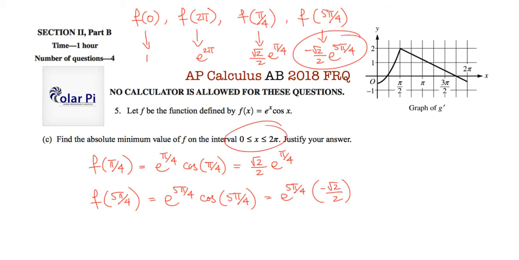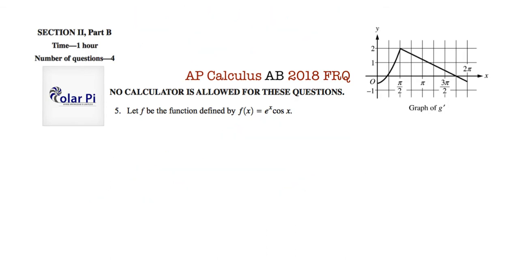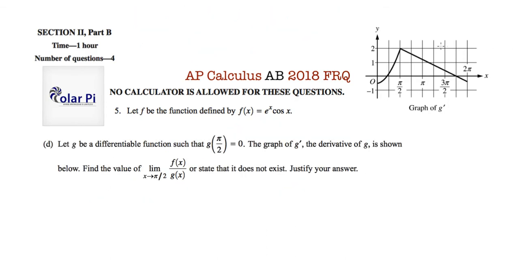Okay, cool. So that's part C, and let's wrap up with part D, and that's when we need the graph here. Yeah, okay, so it says, let g be a differentiable function such that g of pi over 2 is 0. The graph of g prime is given right here. Okay, got it. And it says, find the value of the limit as x goes to pi over 2 of f of x divided by g of x.